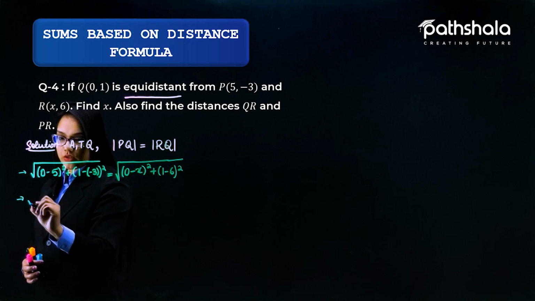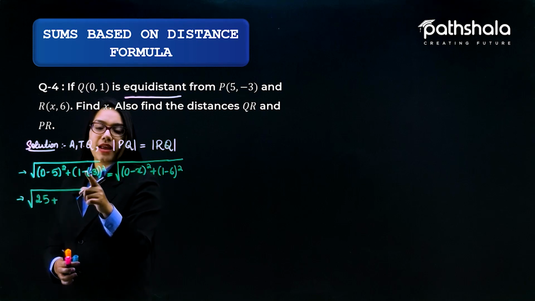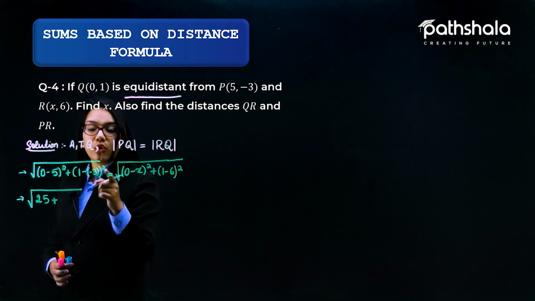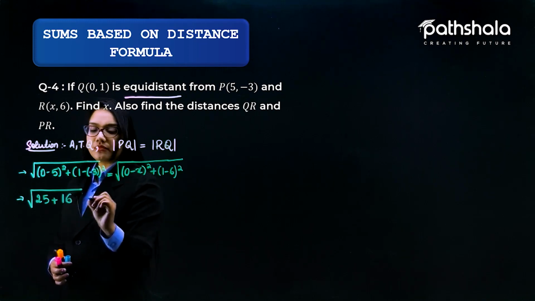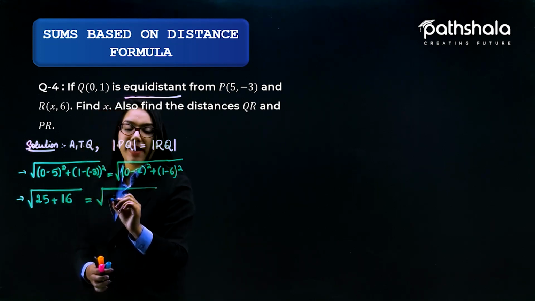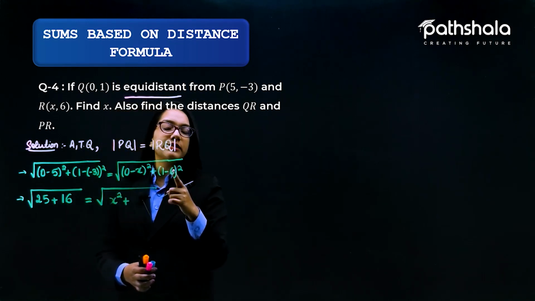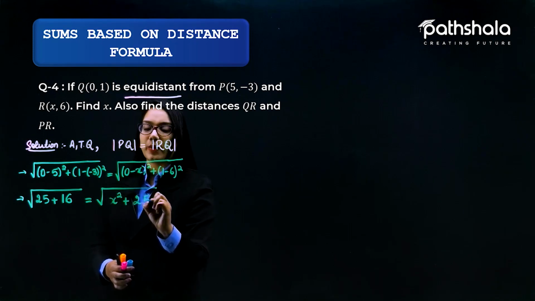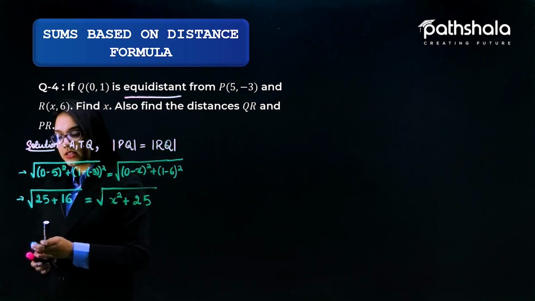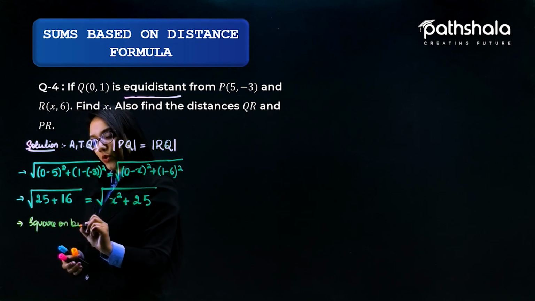First of all, we have to take the square on both sides, but before that, let's solve it. This would be the square root of 25 plus (1 plus 3), which is 4. 4 whole square is 16, which is equal to the square root of (0 minus x), which is minus x, whole square, meaning x square, plus (1 minus 6), which is minus 5, whole square, which is 25. So let's take the square on both sides.